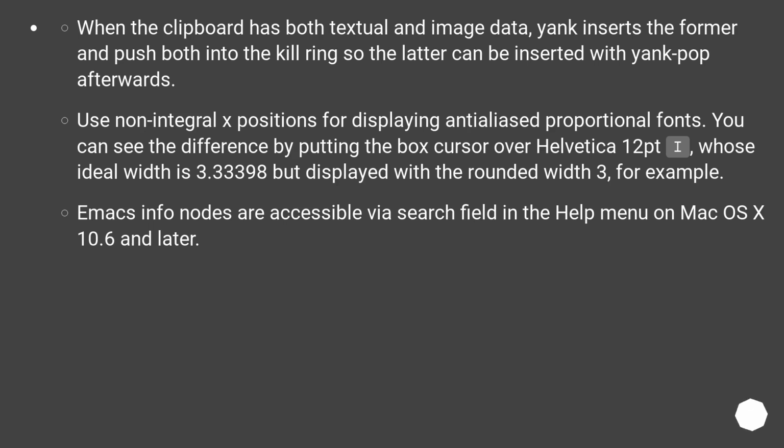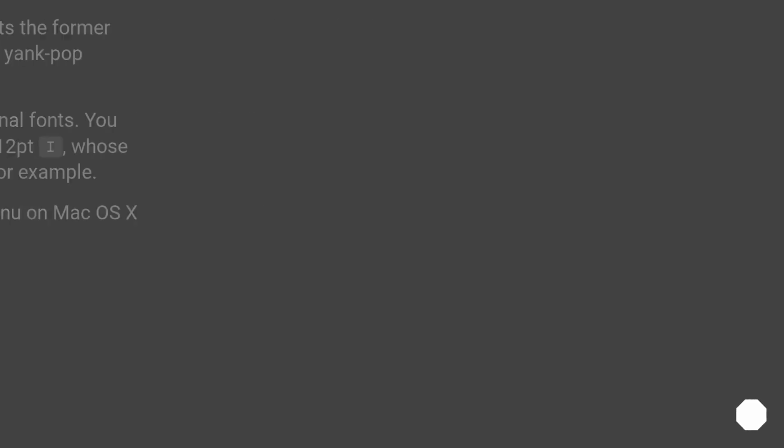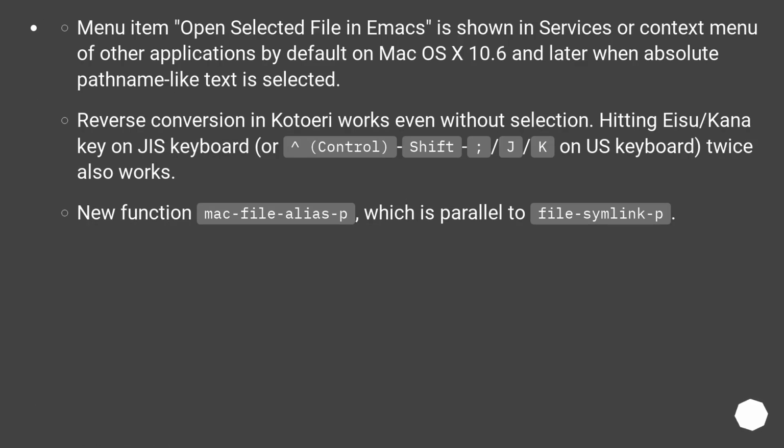Emacs info nodes are accessible via the search field in the Help menu on Mac OS X 10.6 and later. The menu item Open Selected File in Emacs is shown in the Services or context menu of other applications by default on Mac OS X 10.6 and later when absolute pathname-like text is selected. Reverse conversion in Kotoeri works even without selection. Hitting the Eisu/Ctrl key on a JIS keyboard, or Ctrl-Shift-J/K on an ANSI keyboard, twice also works.